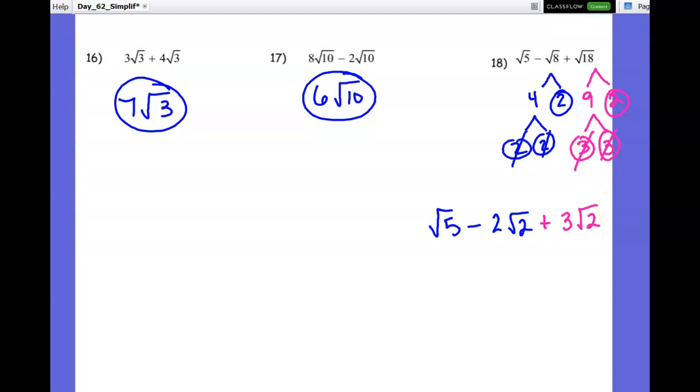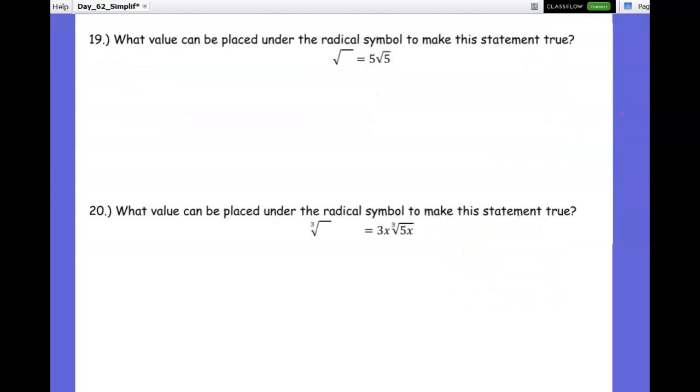So our final answer would be radical 5, and a negative 2 plus 3 is positive 1, so it's just going to be radical 5 and radical 2. And we would leave it like that. We wouldn't do anything else. We can't combine them. They're not like radicals. Okay, I forgot, we've got 2 more.